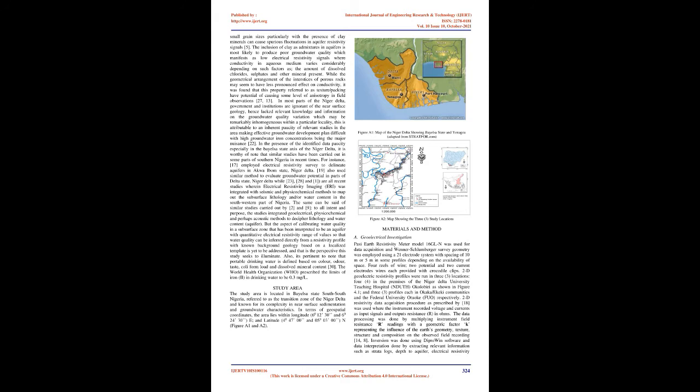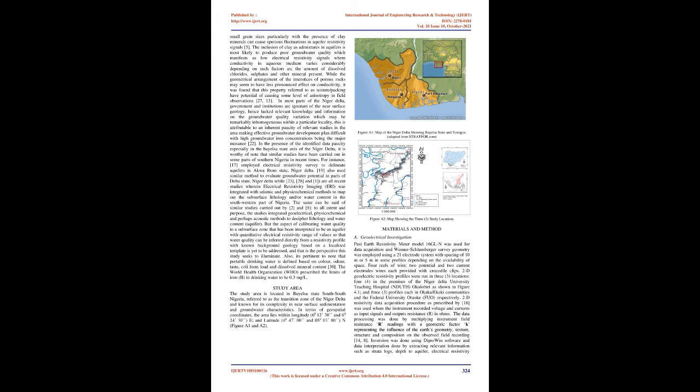While the geometrical arrangement of the interstices of porous rocks may seem to have less pronounced effect on conductivity, it was found that this property referred to as texture/packing have potential of causing some level of anisotropy in field observations [27, 13]. In most parts of the Niger Delta, government and institutions are ignorant of the near-surface geology, hence lacked relevant knowledge and information on the groundwater quality variation which may be remarkably inhomogeneous within a particular locality.